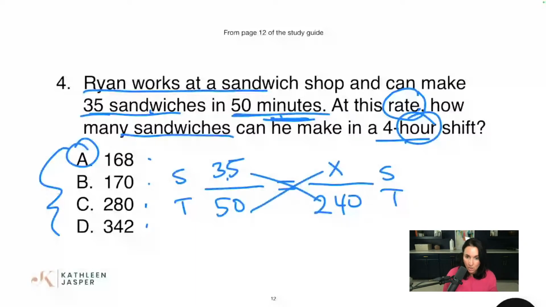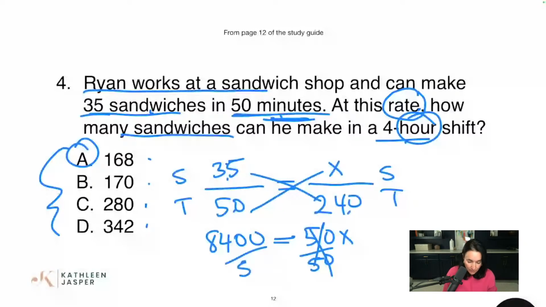Cross, multiply, and solve. When I multiply 35 by 240, you're going to get a big number. I get 8,400 equals, and then I do 50 times X. Okay. Then you solve for X. How do I solve for X? I divide by 50 because I do the opposite operation, right? This is 50 times X. Whatever I do to one side, I must do to the other. So divide 8,400 by 50, and I get the same answer, 168. X equals 168.